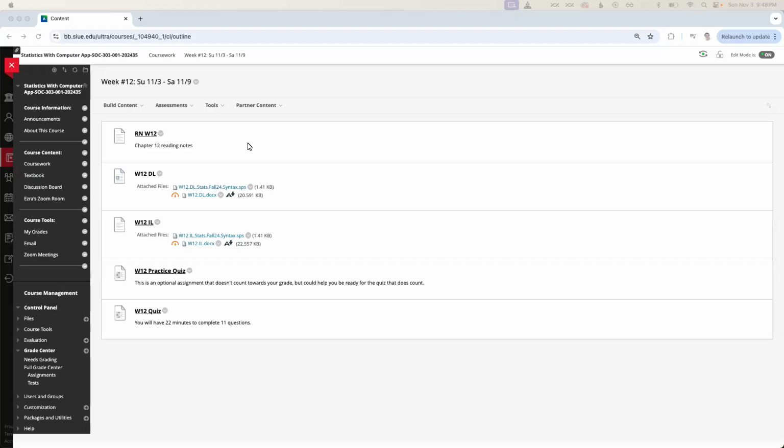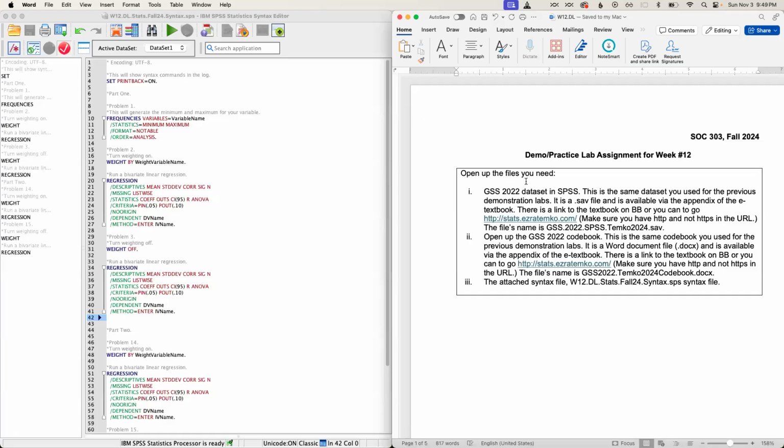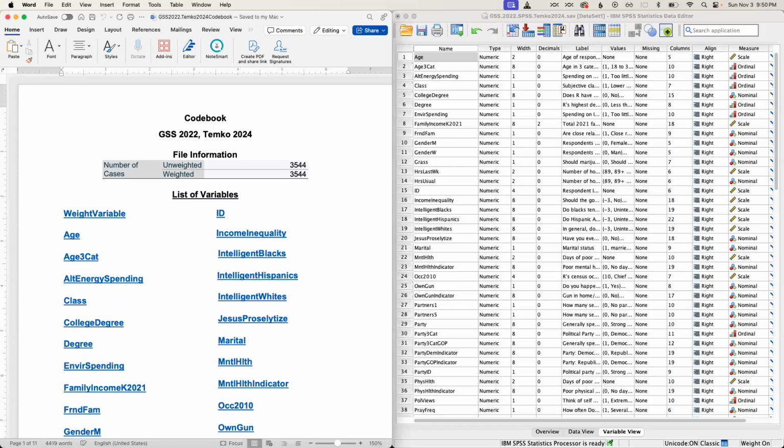Okay, so for this week's demo lab, you're going to want to open up these two files. And then I also need the General Social Survey 2022 data set and codebook. So go ahead and grab those. All right, you can see I have both of those.